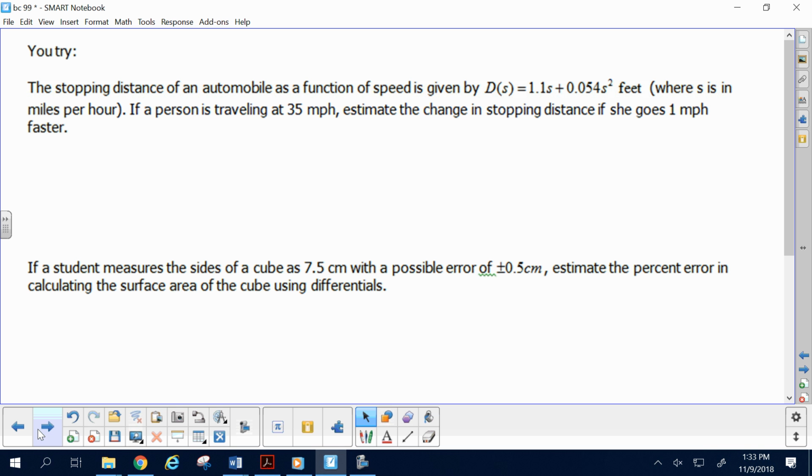Yeah, the units. So it's dD, so it's just D's units. So what are D's units? It's right at the back of it, Steve.